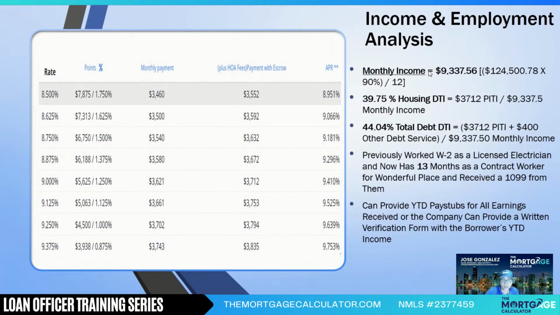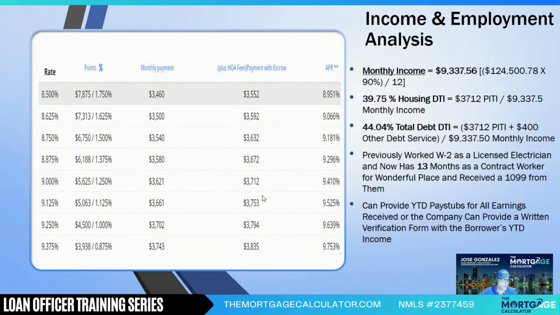As long as the other conditions are met that we just covered, the bullet points regarding the income, there's no issue here with $9,337.56. You may be required a business narrative letter of some type, depending on what he does, how long he's been doing it, all that kind of stuff. But typically, this is very simple, especially if it's the same type of duty, right? Electrician to electrician. So now the housing DTI, 39.75%, that is just getting the PITI and dividing it by his monthly income.